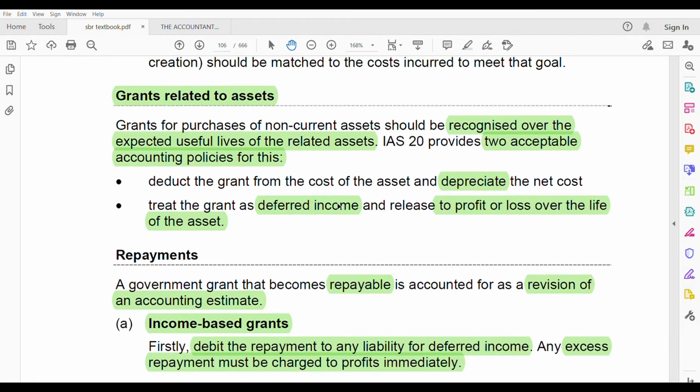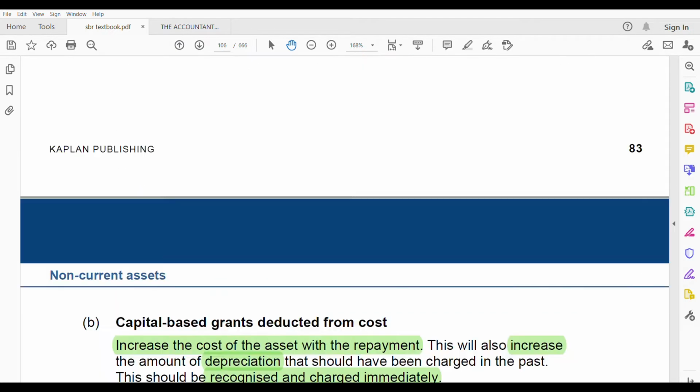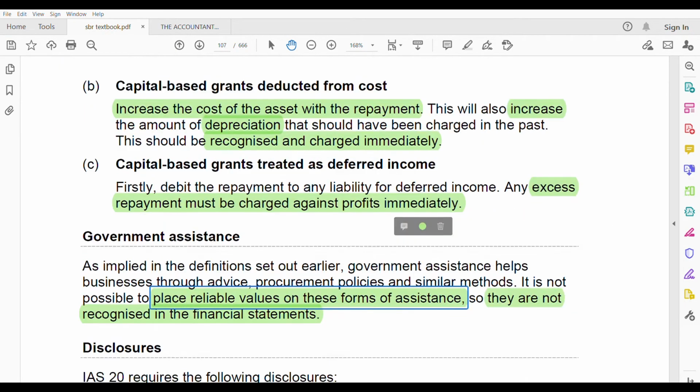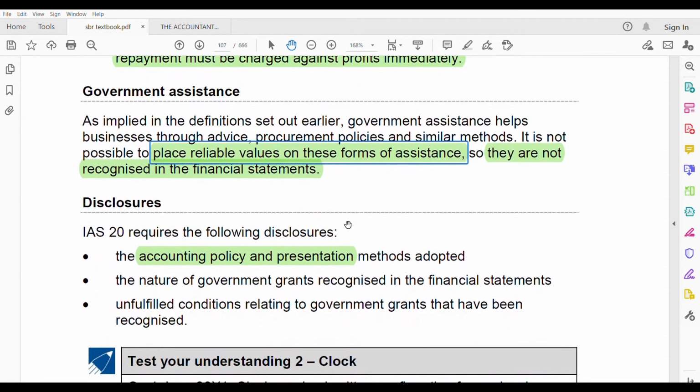So the way you show it matters. That needs to be disclosed, how you are presenting it. The nature of government grants recognized in the financial statements: is it income based or capital based? Also, unfulfilled conditions related to government grants that have been recognized. Sometimes you might not have fulfilled all the conditions to get that grant, but still it is recognized. What were the conditions that were unfulfilled? That also needs to be disclosed.